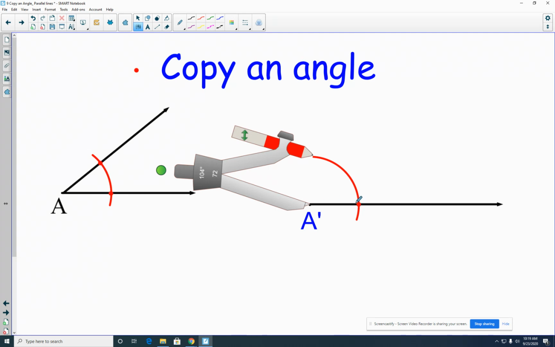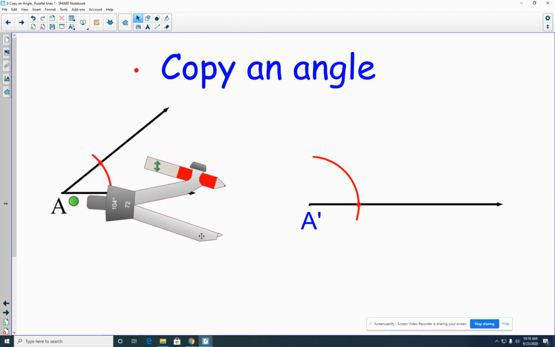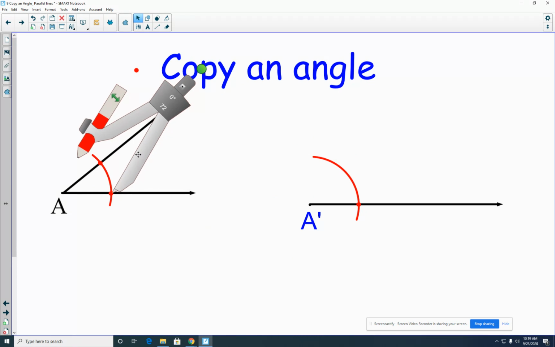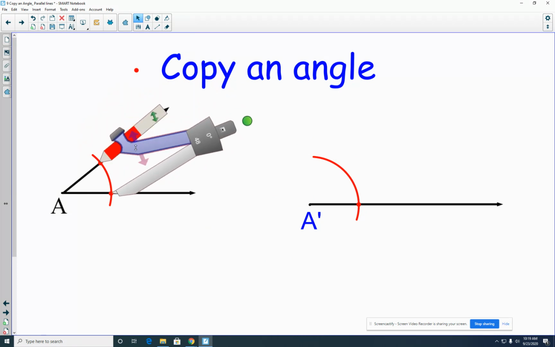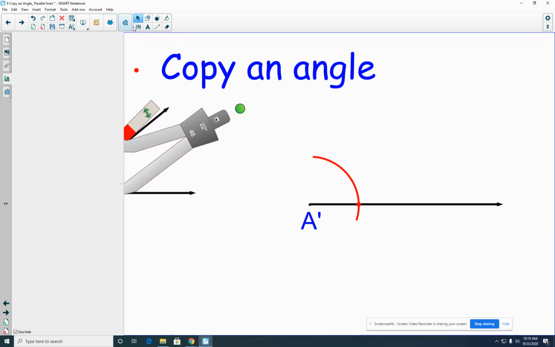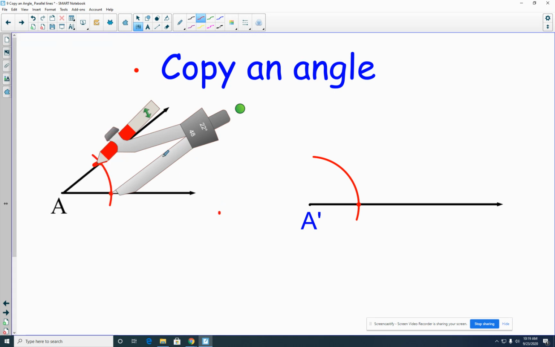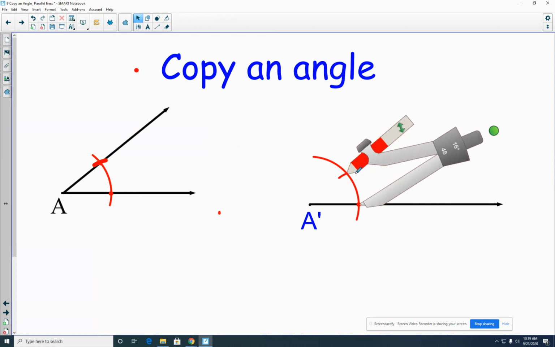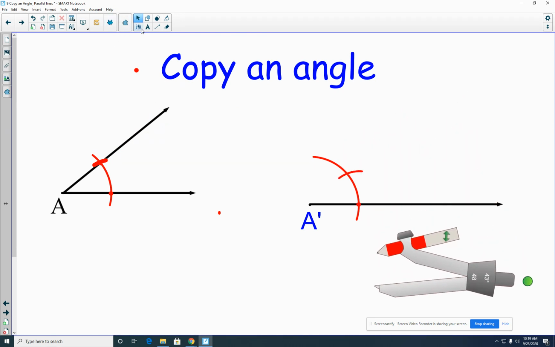We only have 1 point on our ray. So we're going to take our compass and we are going to measure now the points of intersection here and here. Show you've measured by swinging an arc. Take that same measurement, don't change the compass width, bring it down to your new ray, swing an intersection arc, and now connect from your vertex through the intersection of your arcs. And there it is. Now we just copied 2 acute angles, right?